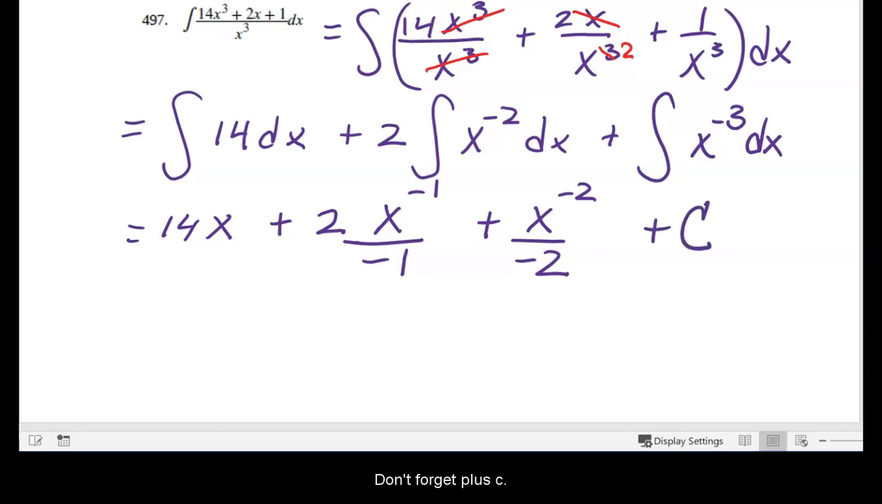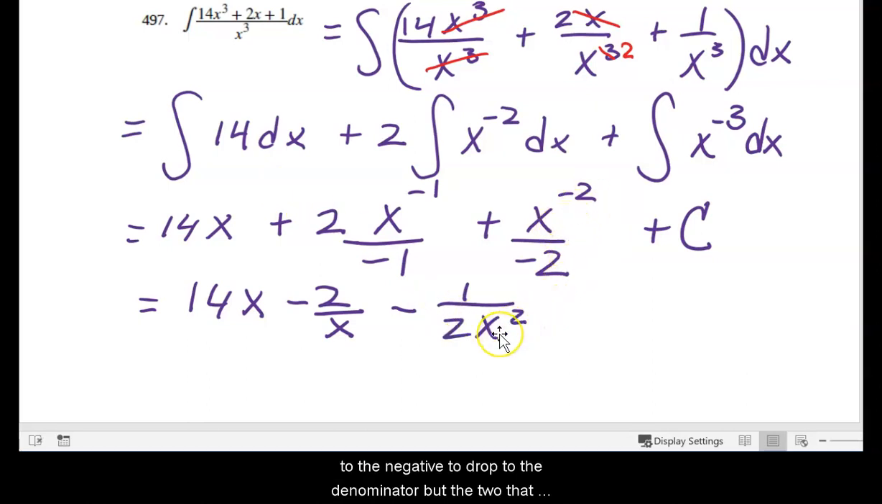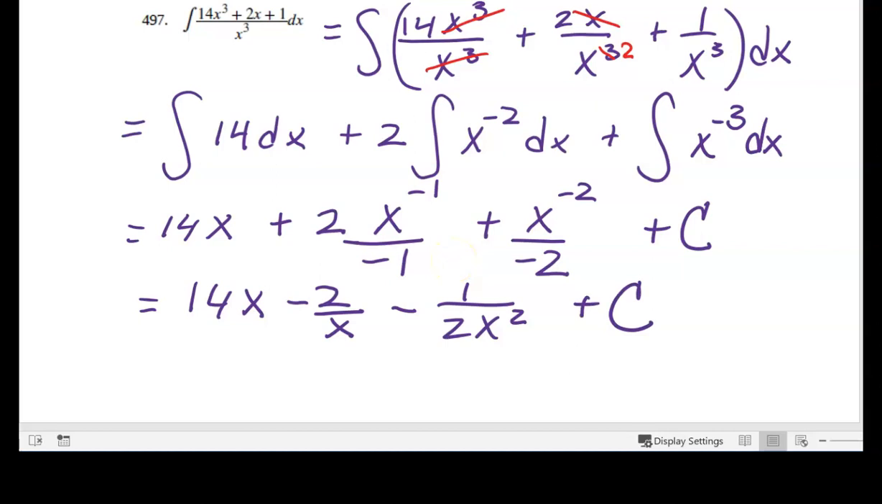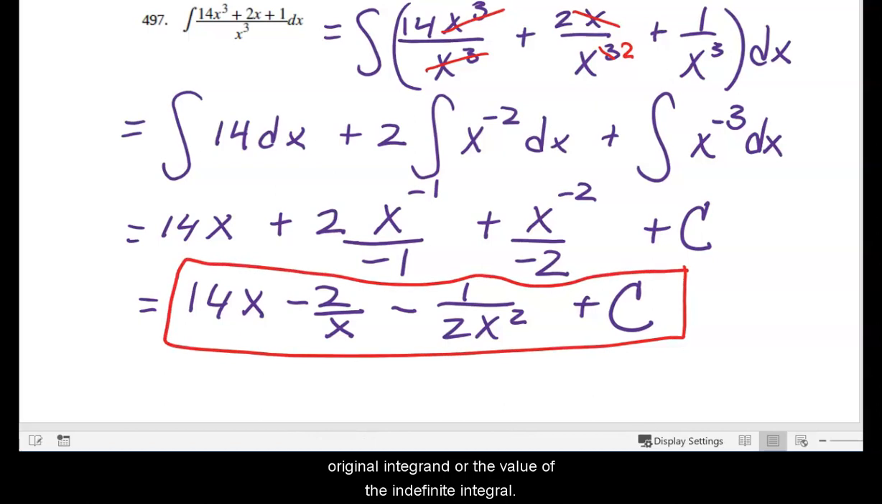Don't forget plus c. When I simplify this, I get 14x minus 2 divided by x when I drop the x to the negative 1 to the denominator, minus 1 over 2x squared. Notice that the x to the negative 2 dropped to the denominator, but the 2 that was in the denominator stayed put. The negative I pulled between to serve as the minus sign, and then I have plus c. This becomes the antiderivative function for the original integrand, or the value of the indefinite integral.